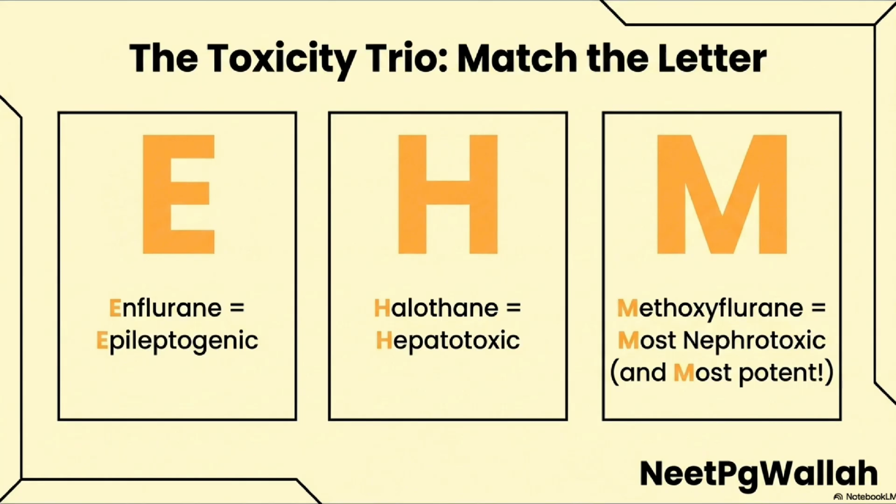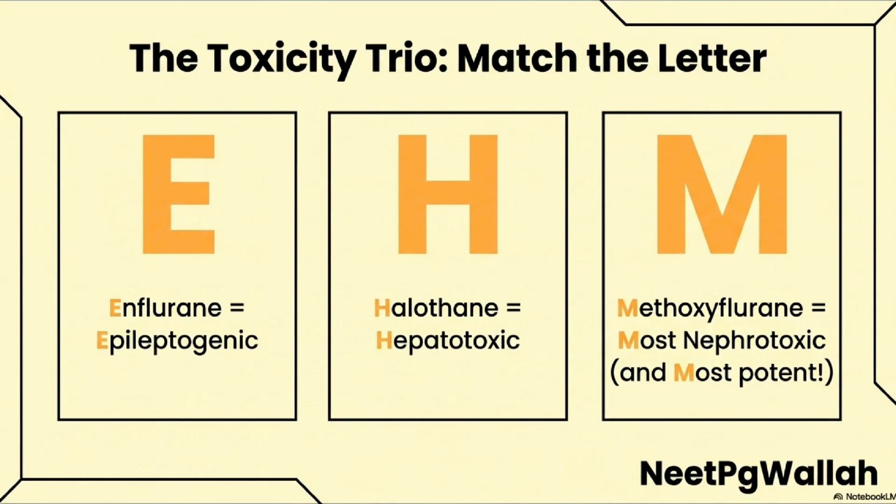Moving on to Section 3, the toxic trio. To totally master these toxicities, we use a super simple matching strategy. You literally just match the letter. E is for enflurane, which perfectly matches epileptogenic. H is for halothane, matching hepatotoxic. And M is for methoxyflurane, which matches the most nephrotoxic. And as a quick bonus fact, it's also the most potent. E to E, H to H, M to M.